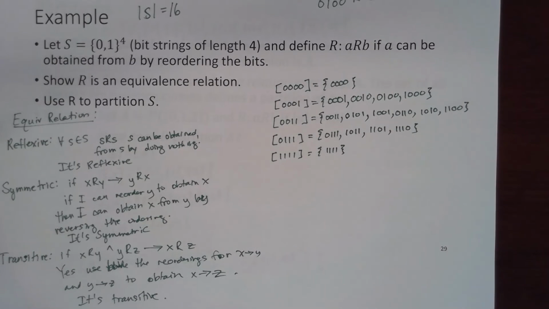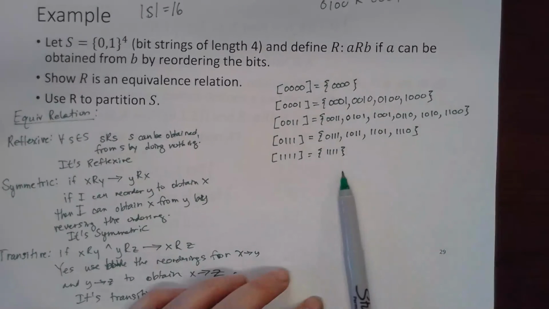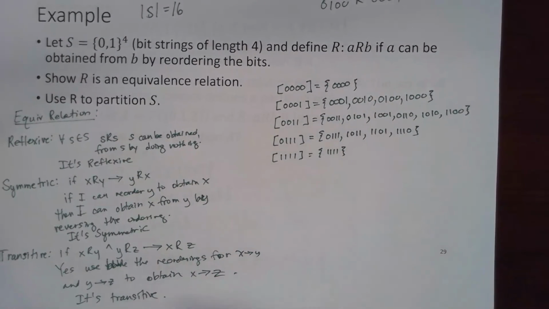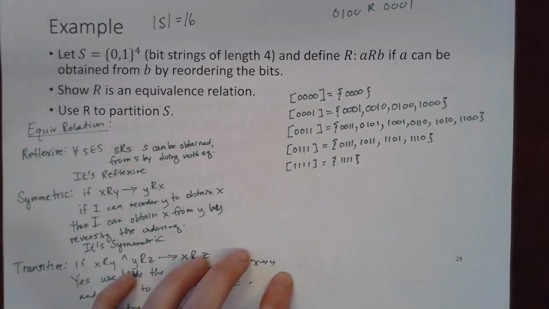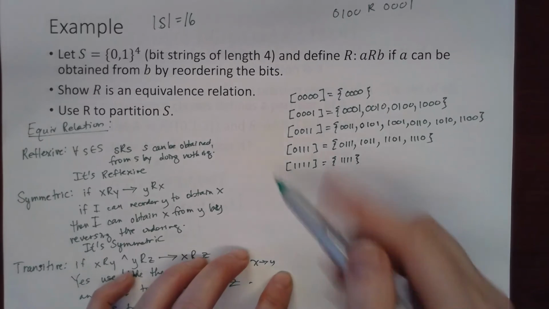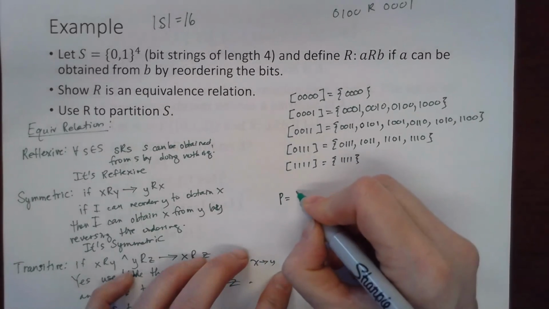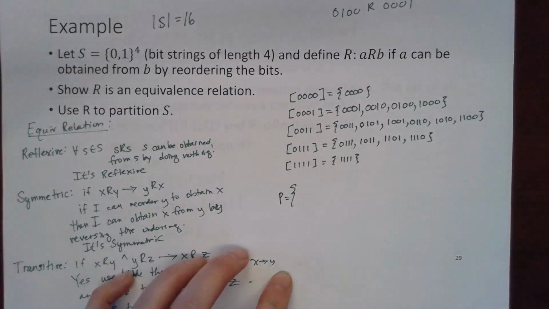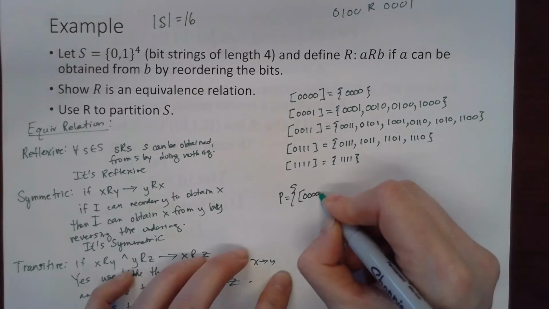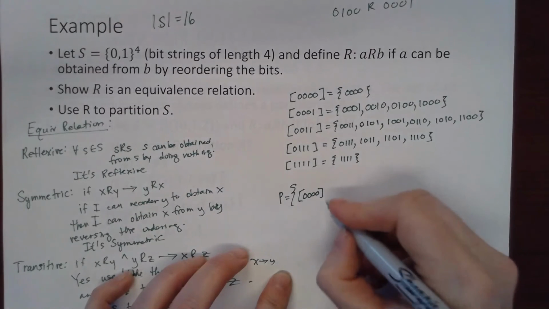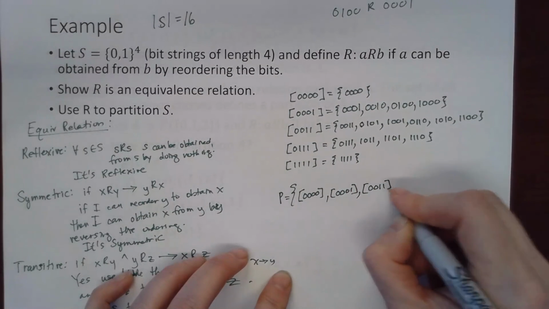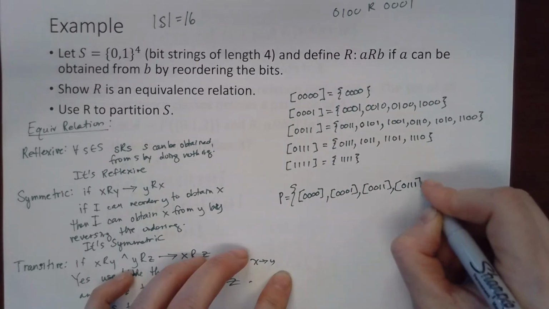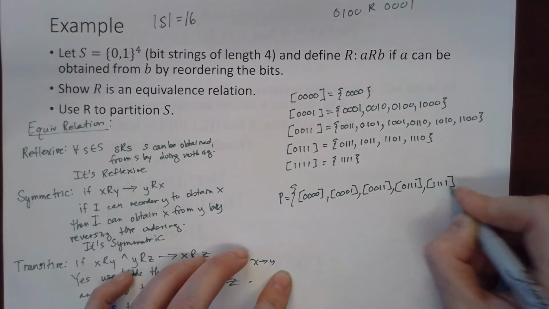Okay, and so clearly this should be a partition. Okay, they're all non-empty. They're all disjoint. I never listed any of them twice. When I put them all together, I get the set S, all 16 of the 4-bit bit strings. So the partition would be the set that is the equivalence class of no 1s, of 1 1, of 2 1s, of 3 1s, and of 4 1s.